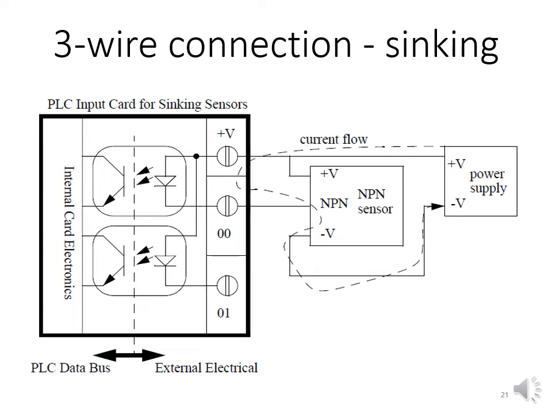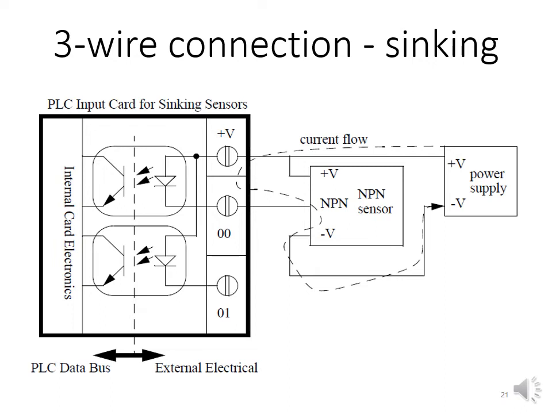The positive terminal of the power supply is connected both to the sensor and the PLC. The negative terminal of the power supply is connected only to the sensor. The collector terminal of the sensor, that is the collector terminal at the output stage of the sensor, is connected to 0.00 on the PLC.